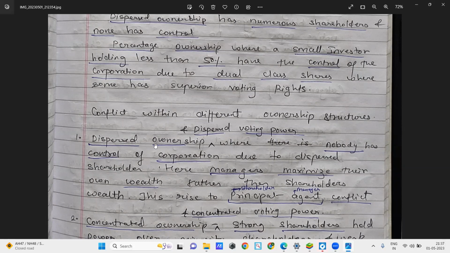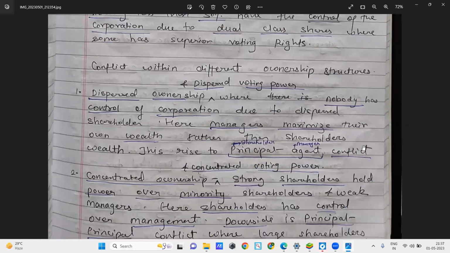The first structure is dispersed ownership and dispersed voting power. Dispersed ownership means there is not a single person who has the majority of the shares, and there is not a single person who controls the corporation. So here nobody has control of the corporation, and managers maximize their own wealth. They will give themselves more incentives. Their salaries will be much higher compared to peers. So managers maximize their own wealth rather than shareholders' profit. This gives rise to principal-agent conflict. The principal means the shareholder, so the shareholders of this company will not be happy as managers are benefiting themselves.